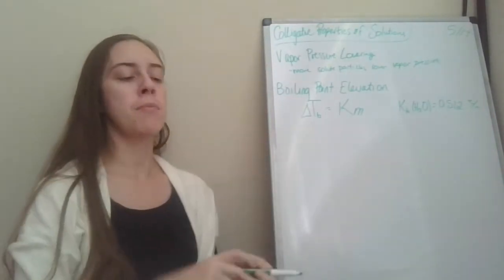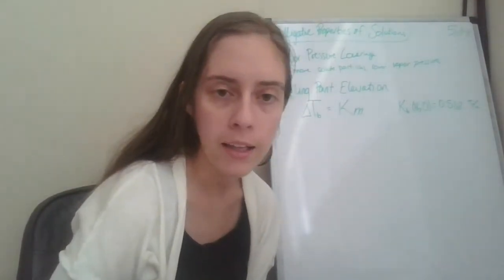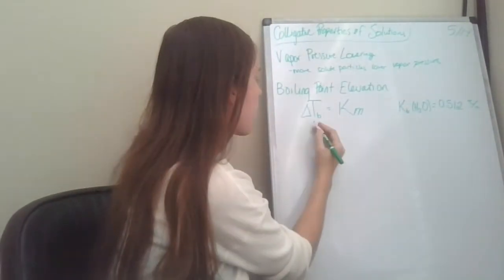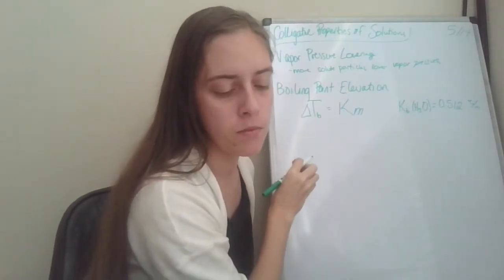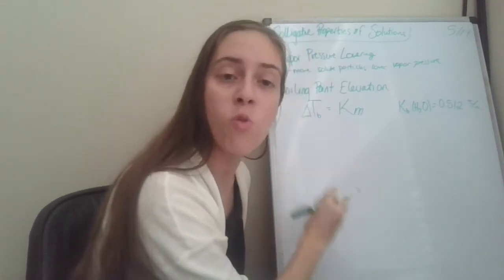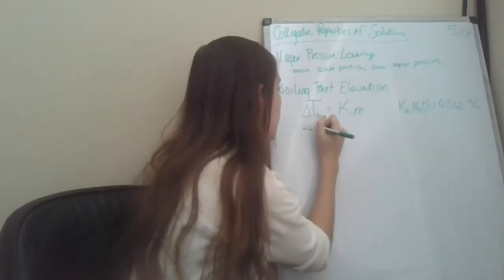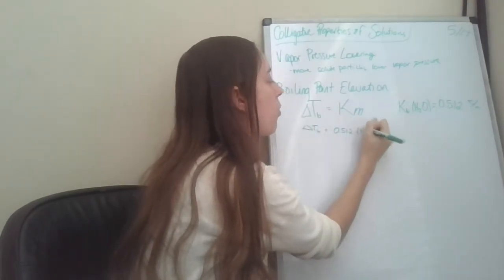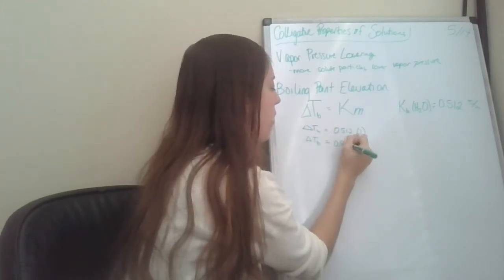Okay, so what does that mean? Your constant is going to be higher, so that's going to be your change. Okay, so if we want to know the change in temperature from water's normal boiling point to water's boiling point in a 1 molal solution, your change in temperature is going to equal K, the constant, 0.512, and if it's 1 molal, it'll equal that. So your change in temperature equals 0.512.